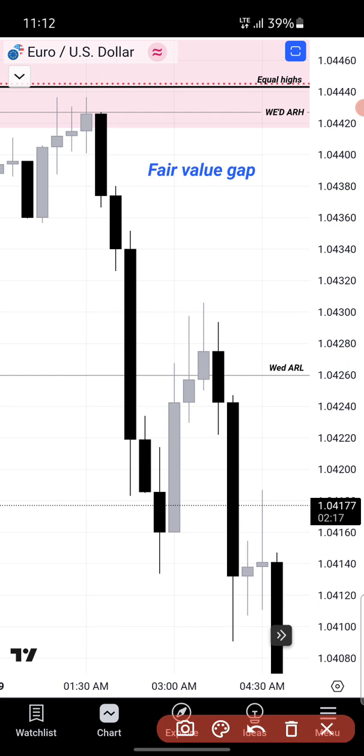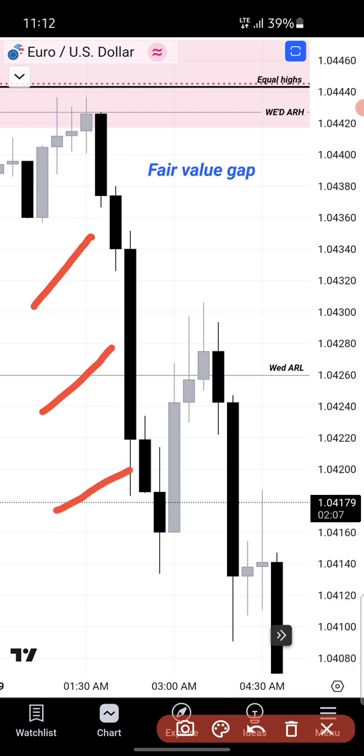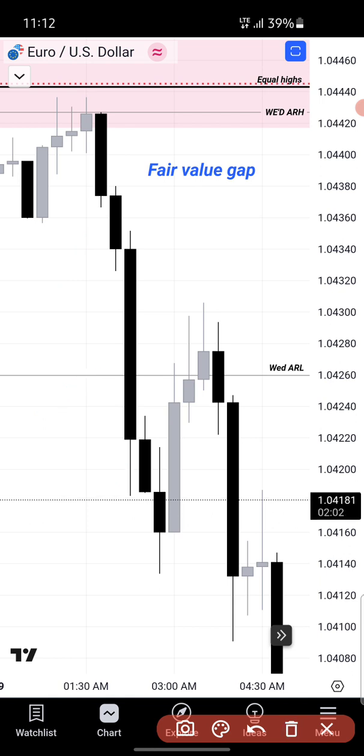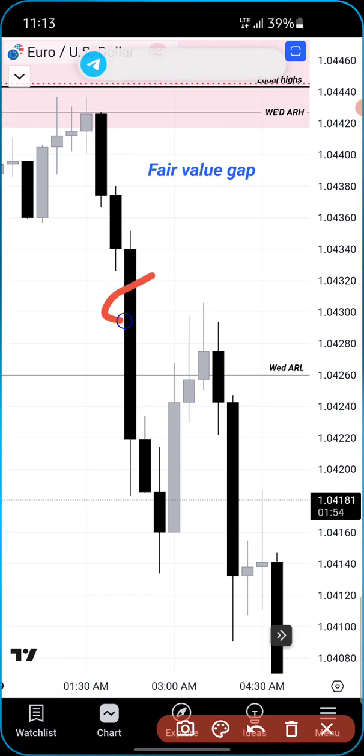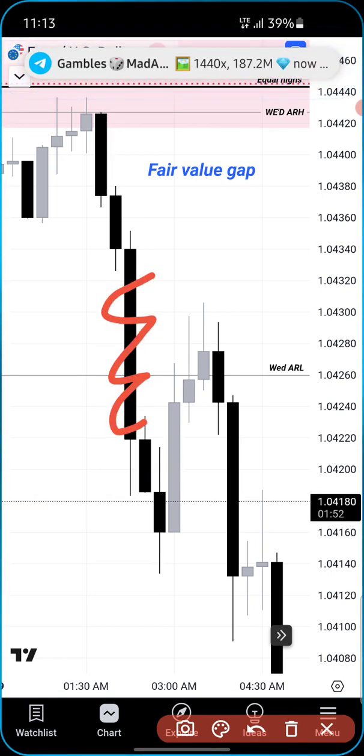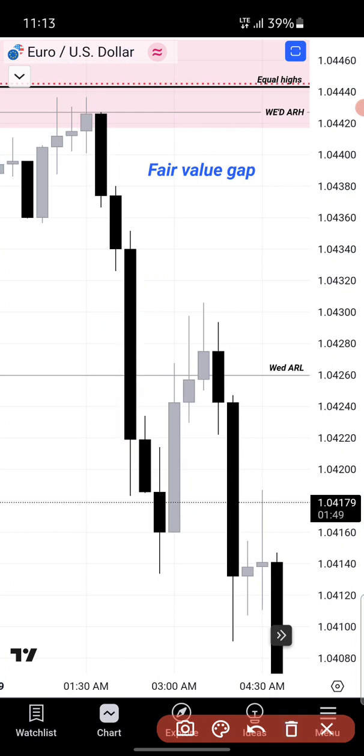The first candle, the second candle, and the third candle. Now if you watch carefully, the second candle has no candle at the middle, so it's one long candle, which is this very one right here. Every time you see this candle in the middle having a very large space, it is called a fair value gap.